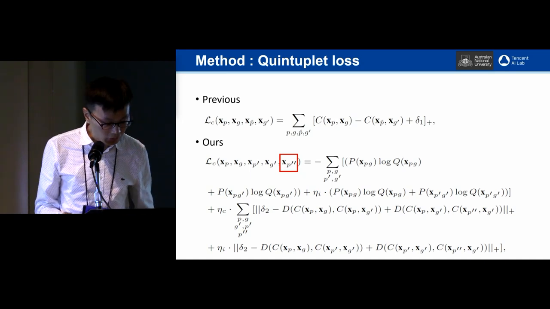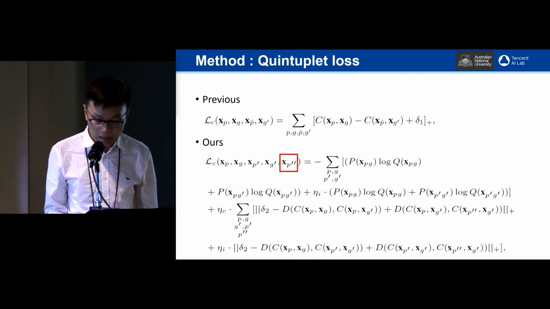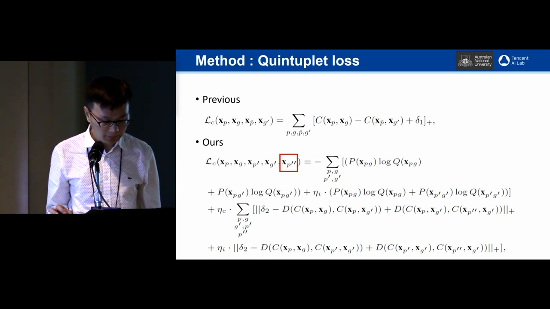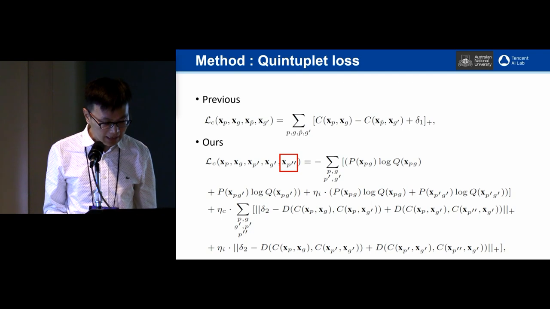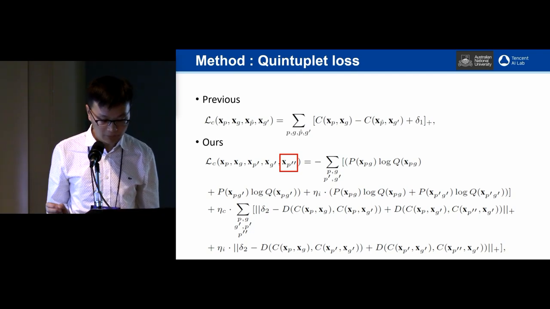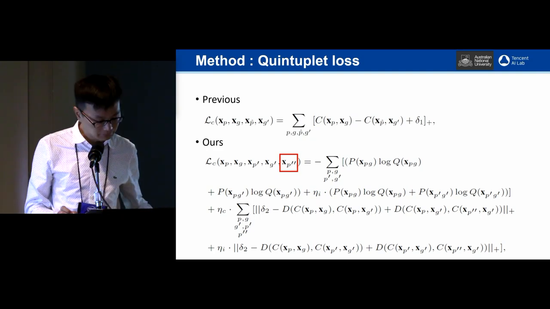In order to obtain a more powerful cross-gate representation, we adopt both recognition and verification signals as our supervision signal and propose a quintuplet loss. Different from the traditional recognition verification loss, we define a novel quintuplet loss based on the quintuplet gates. The slide shows the top row is the previous loss, and the bottom is our proposed loss.